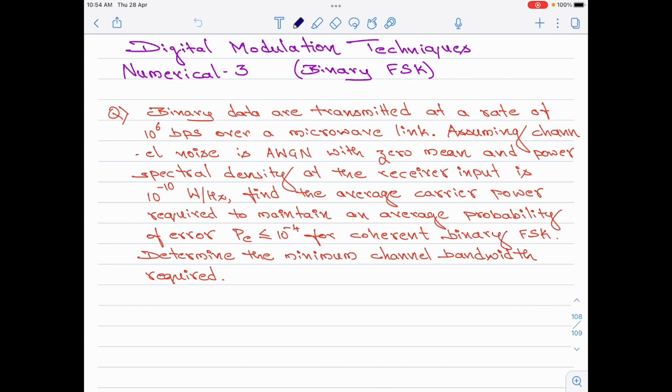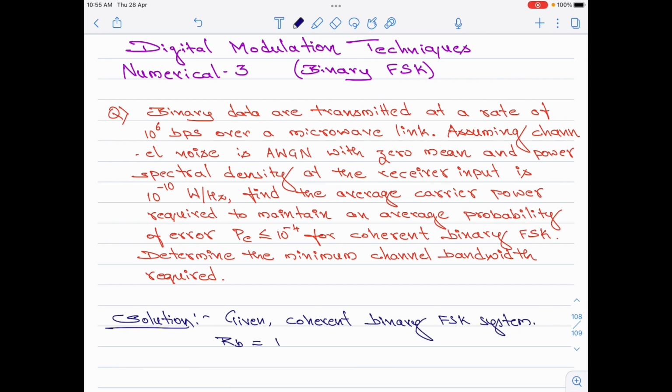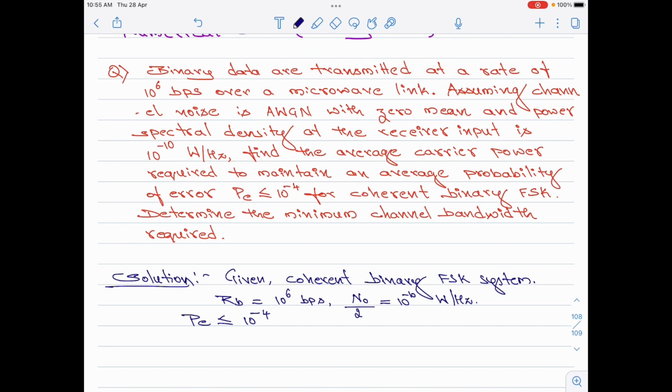Let us start with the solution part. We are told it is a coherent binary FSK system. The data rate RB is equal to 10 to the power 6 bits per second. The power spectral density at the receiver input, which is N0 by 2, is given as 10 to the power minus 10 watts per hertz. And the average probability of symbol error is said to be less than or equal to 10 to the power minus 4. Here we are asked to find the average carrier power P for the given values of RB, PE and N0 by 2.